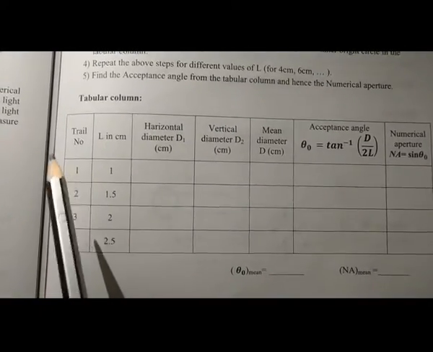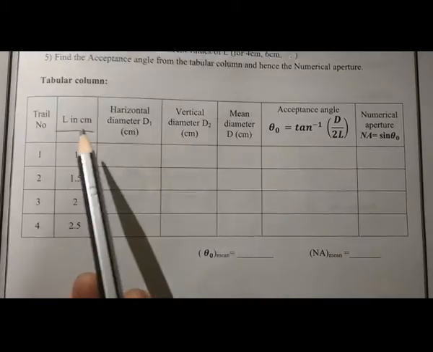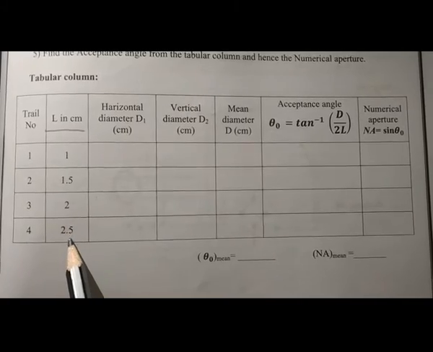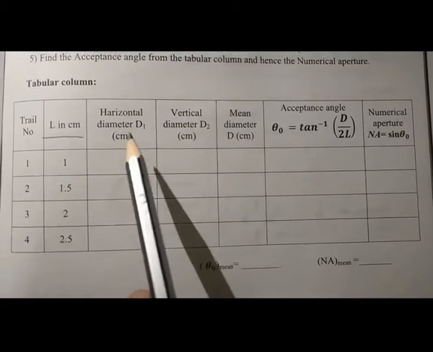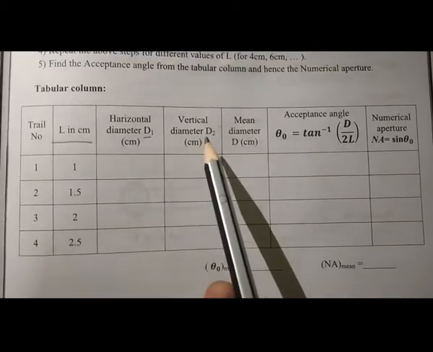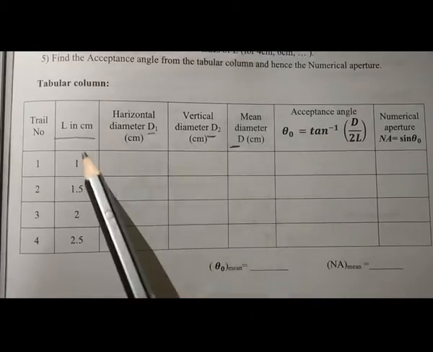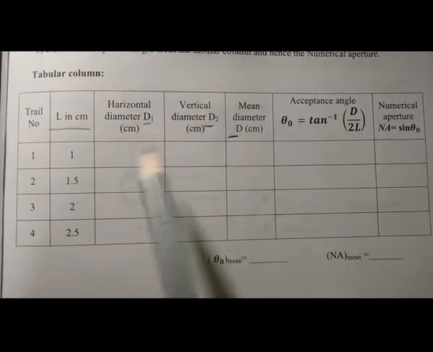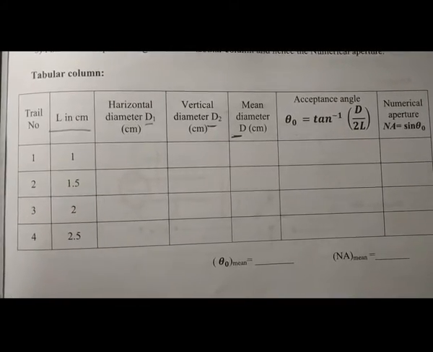So let us conduct the experiment. Here this is the table column. We have trial number and distance of the optical fiber from the screen. We are varying it from 1.5 centimeter to 2.5 centimeter. Then we get the bright circle on the screen, for which we note down the horizontal diameter and vertical diameter. Take the mean, we get D. So from the values of L and D, it is possible to determine theta naught. I will show you two trials so that you can do the remaining trials.